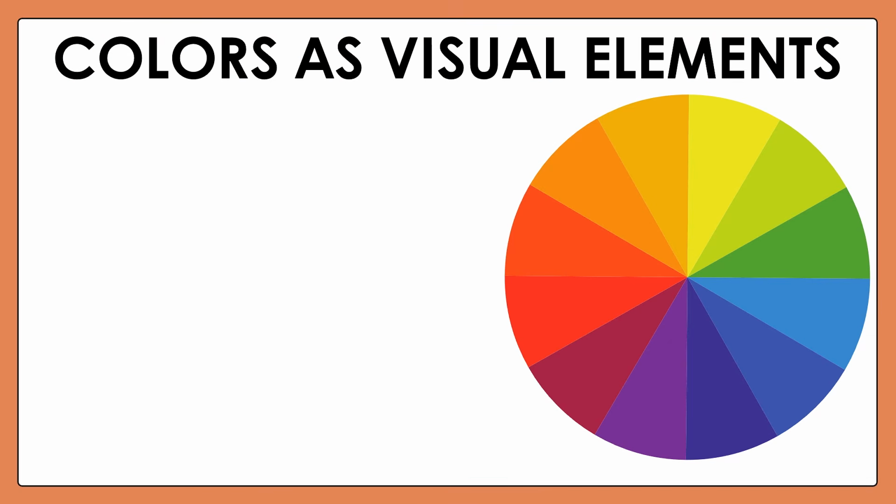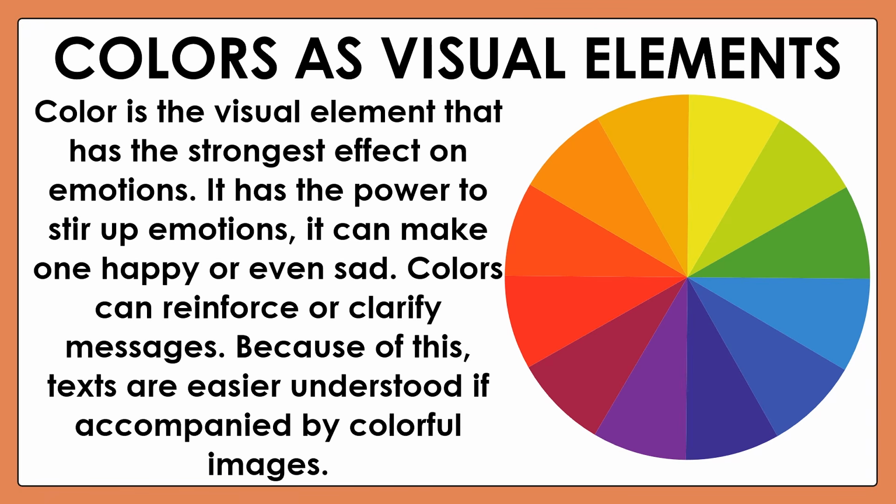Now, let's go on with colors as visual elements. Color is the visual element that has the strongest effect on emotions. It has the power to stir up emotions. It can make one happy or even sad. Colors can reinforce or clarify messages. Because of this, texts are easier to understand if accompanied by colorful images.